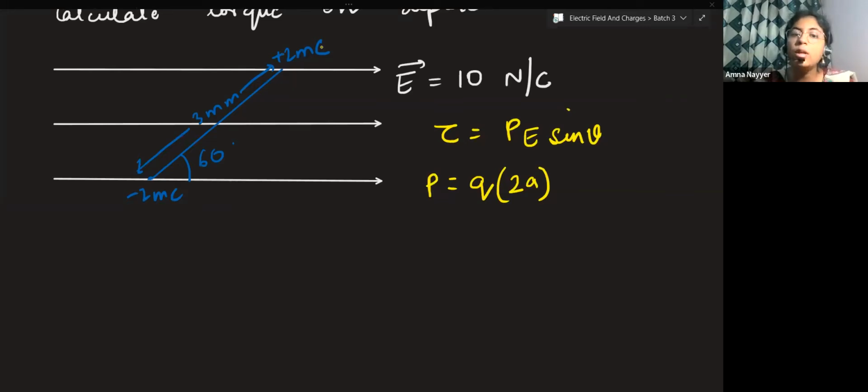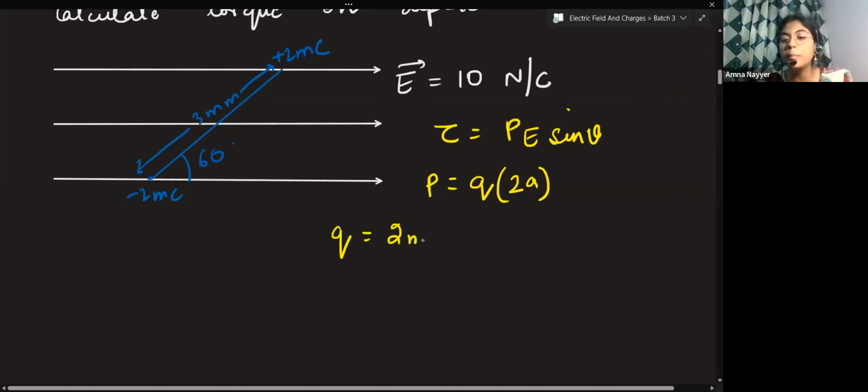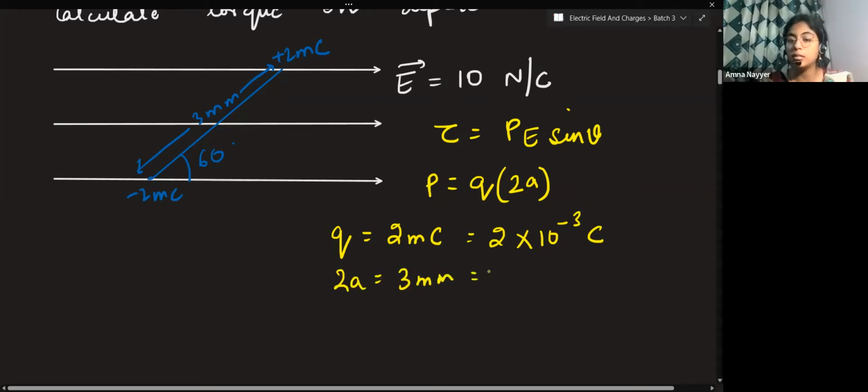Good, Fahad. It will be 2 into 10 to the power minus 3 because charge is 2 millicoulombs. This is not the SI unit of charge. SI unit of charge is coulomb. So this becomes 2 into 10 to the power minus 3 coulomb. This is the charge. And the separation is 3 millimeters. So I'll again convert this into meters because millimeters is also not the SI unit. So this becomes 3 into 10 to the power minus 3 meters.